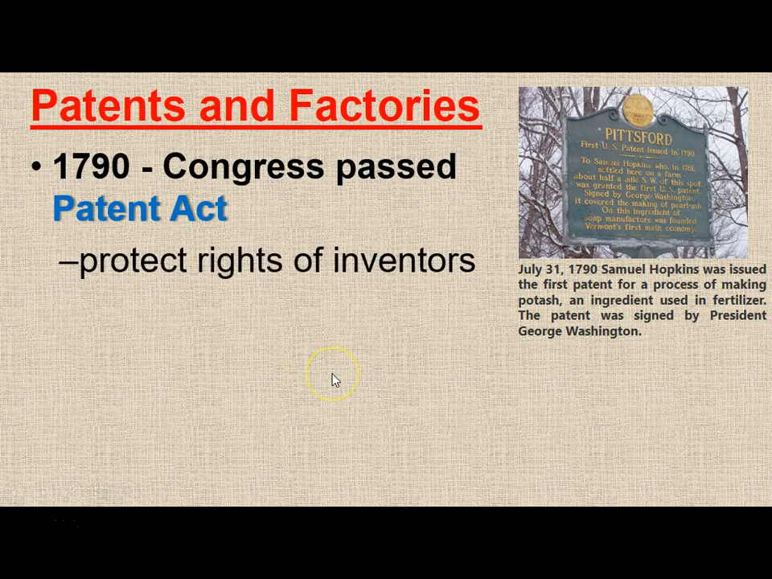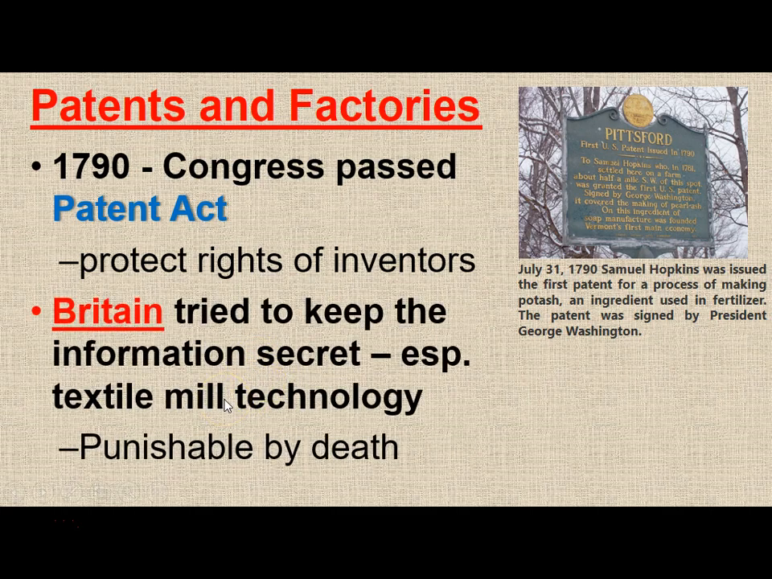Some other things that help this industrialization kick into gear in the United States is this support from the United States government. In 1790, Congress passes the Patent Act, and it protects the rights of an inventor to their idea so that they can continue to make money off of it and grow their business, their factory, create more jobs. Britain is trying to protect their ideas that they have in their textile mill industry and technology. The United States government is trying to do it for individuals. And in Britain, it is actually punishable by death to share any of these techniques and technologies outside of Great Britain.